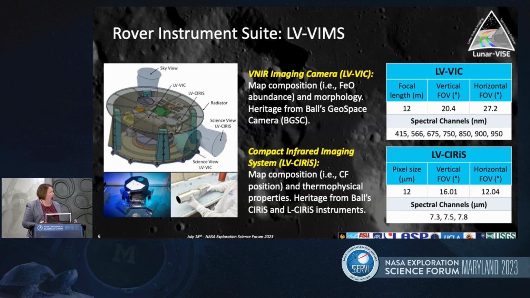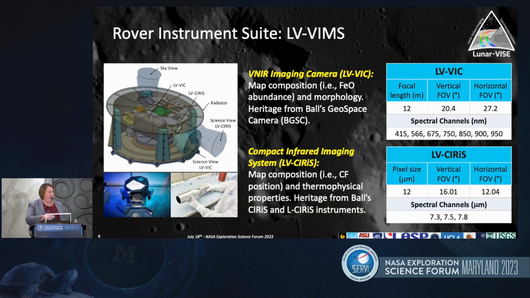We also will use these spectral channels to look for any mafic mineralogy across the domes. And so this will give us an understanding of the iron abundance across the domes.